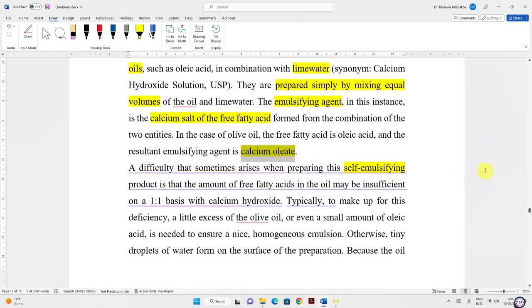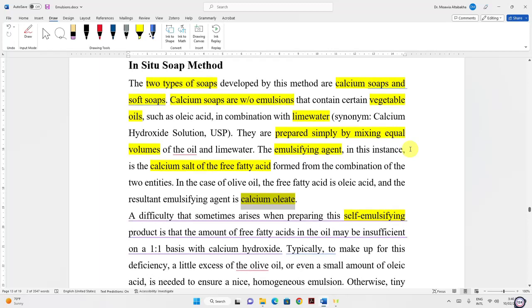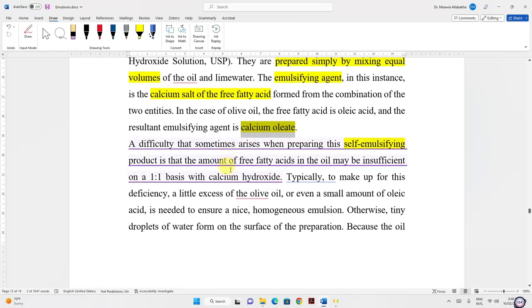The problem is if you use equal volume of oil, for example olive oil, and calcium hydroxide, then there is a possibility that not all calcium hydroxide will react with the oil. That's why you might need to add either additional oil, or you might need to add oleic acid or a free fatty acid in order to react with the remainder of calcium hydroxide.